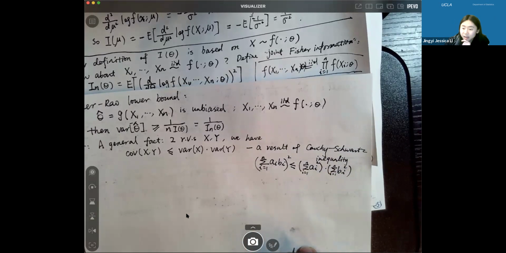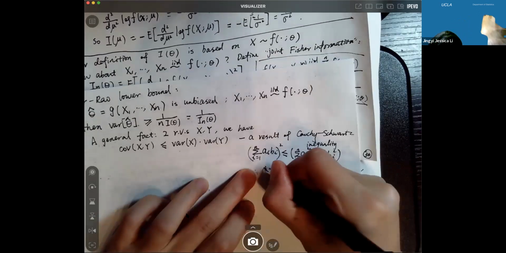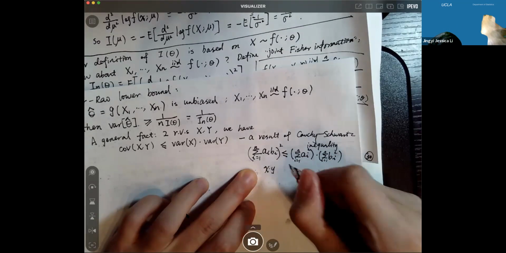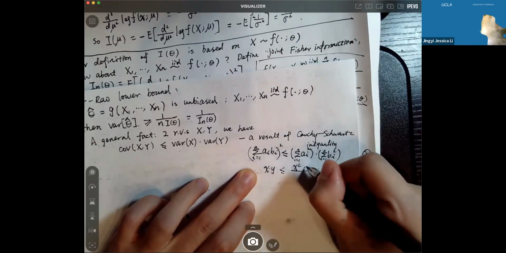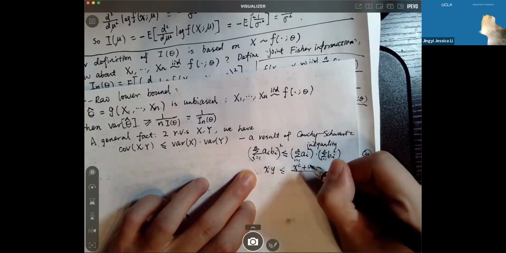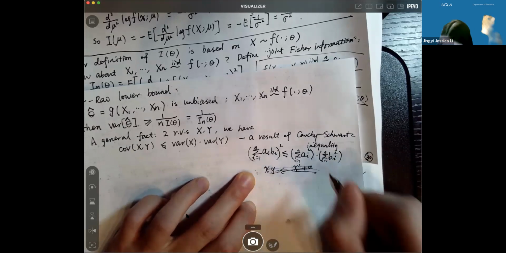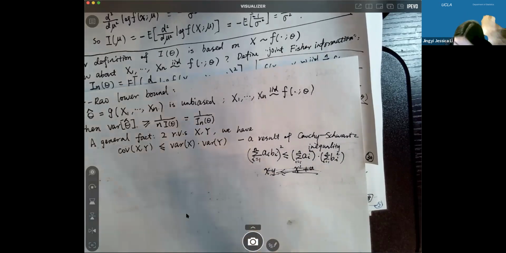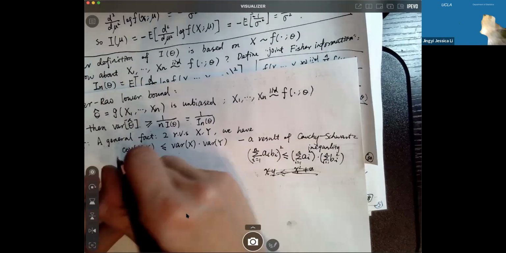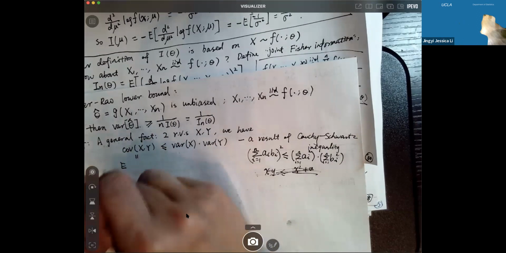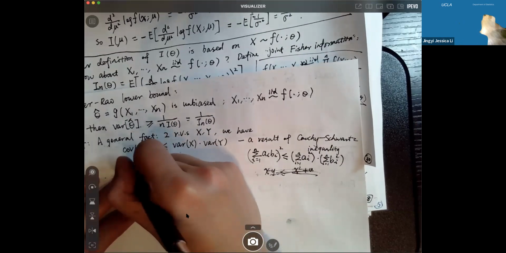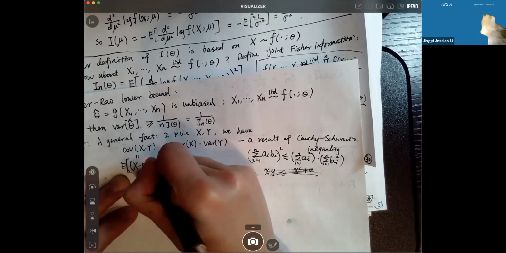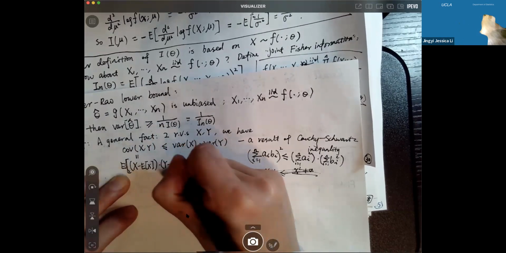Yes, this is the general form. Sorry, I should drop that; that's a different thing, my bad. But this is the Cauchy-Schwarz inequality. Coming back to the covariance and variance relationship, this can be seen from the definition. The covariance is defined as x minus the expectation of x, times y minus the expectation of y.